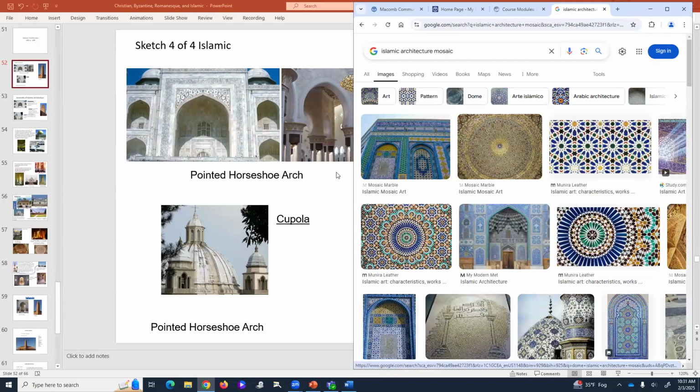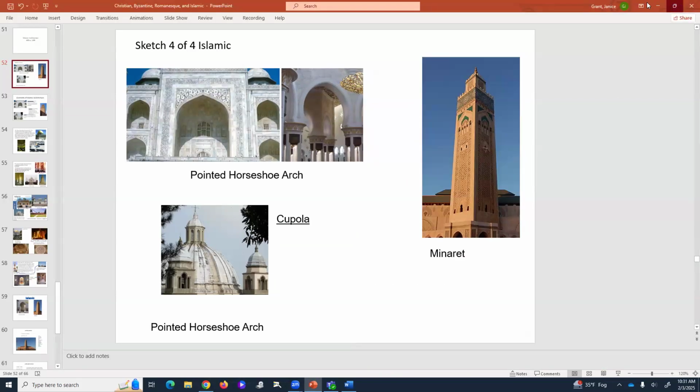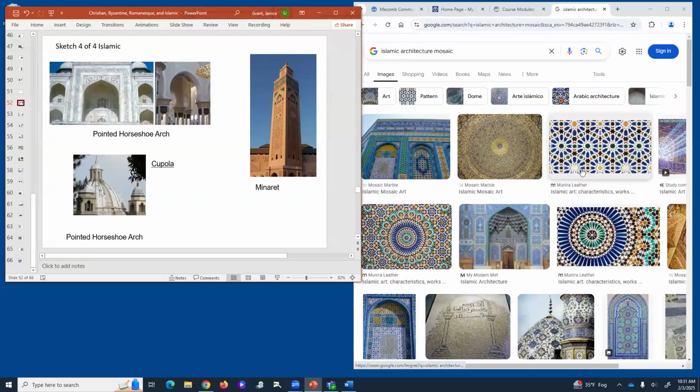Look at the color. I think, see all these mosaics that are part of the style, so let's add a note here. It says.